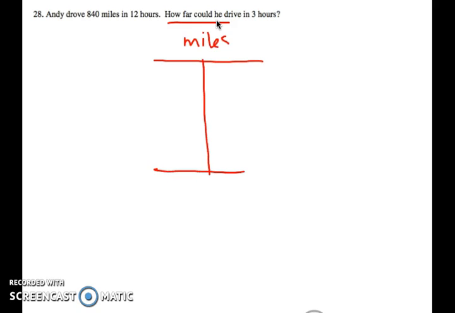Andy drove 840 miles in 12 hours. How far, that's what we're missing, could he drive in 3 hours? So set up your eye chart. Miles on the top, hours on the bottom. My first ratio, he did 840 miles in 12 hours. How far, that's X, would he drive in 3 hours?